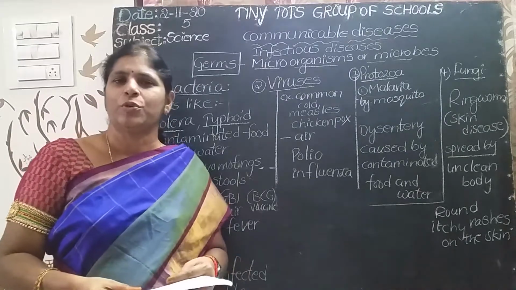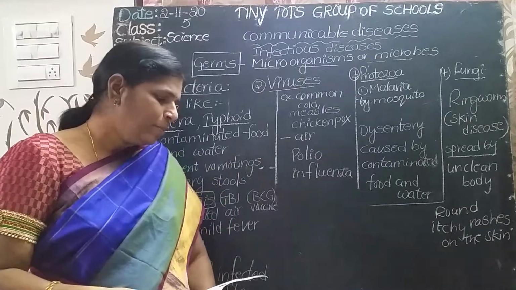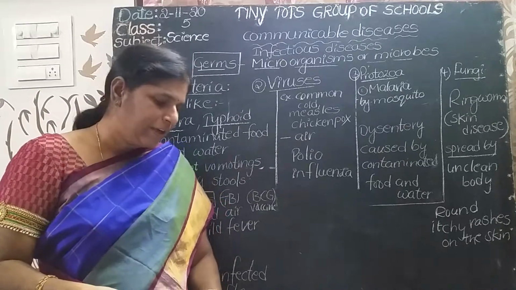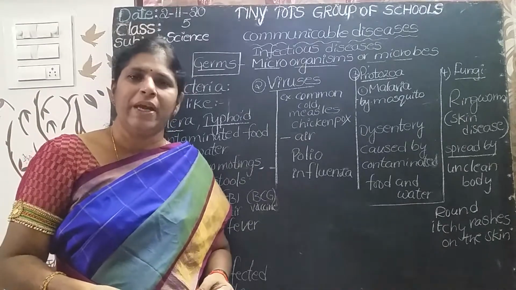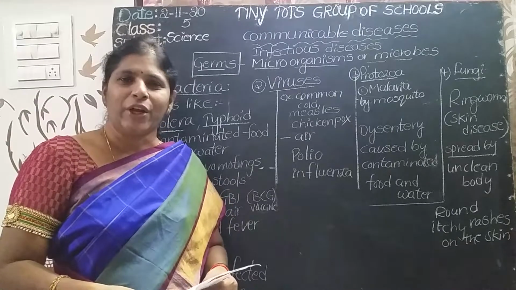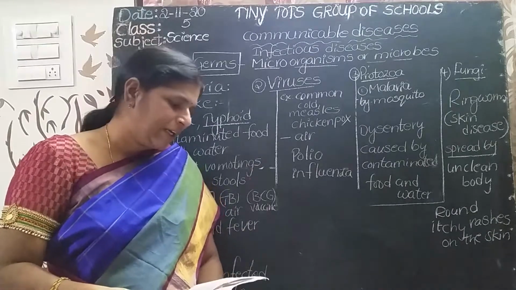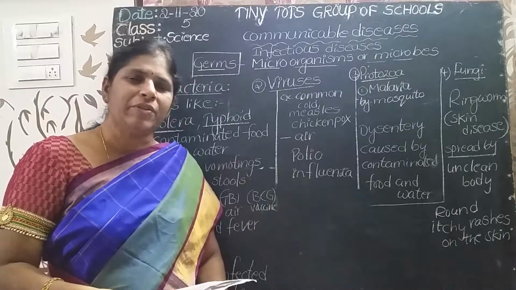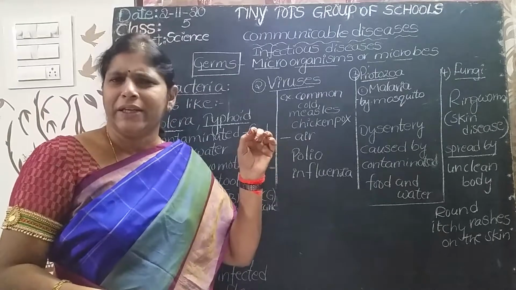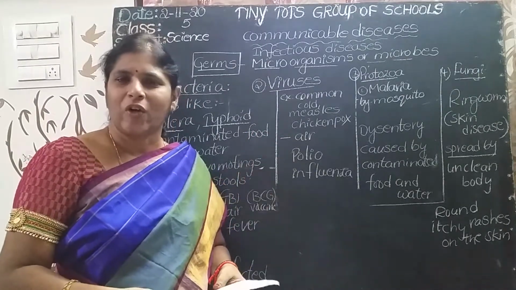These are caused by microorganisms. So communicable diseases are caused by tiny living things called germs. They may enter into your body. Germs are very small. We can't see them with our naked eye. Very tiny living organisms are called germs.